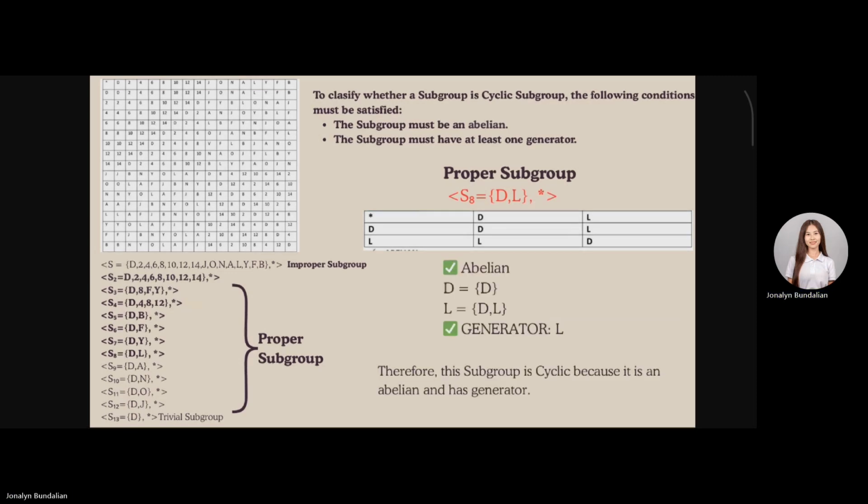So, for S sub 8 is equal to D and L, as we can see, it is abelian. So D is equal to D, L is equal to DL, and our generator for S sub 8 is L. Therefore, this subgroup is cyclic because it is abelian and has a generator.